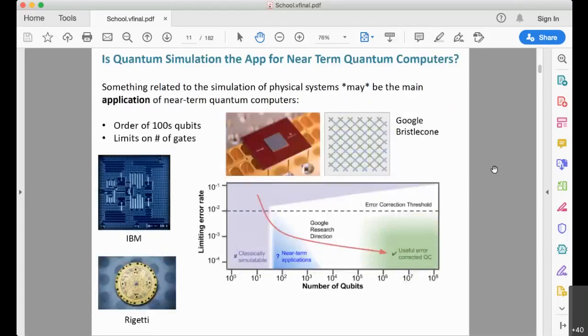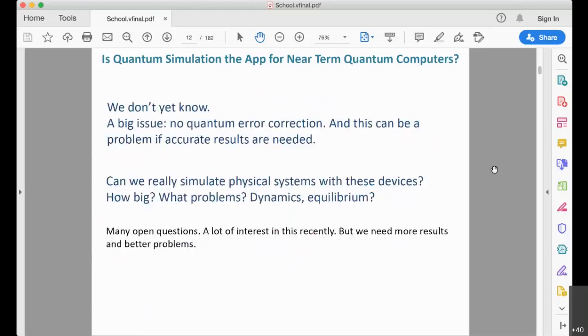So a natural question is whether quantum simulation is the application for near-term quantum computers. In my opinion, this may be, okay? Certainly, it makes sense to try to analyze something related to simulating quantum systems with such devices. Such devices have limits on the number of qubits and the number of gates, but we still may enter some region where something useful can be done in terms of quantum simulation. So we still don't yet know.